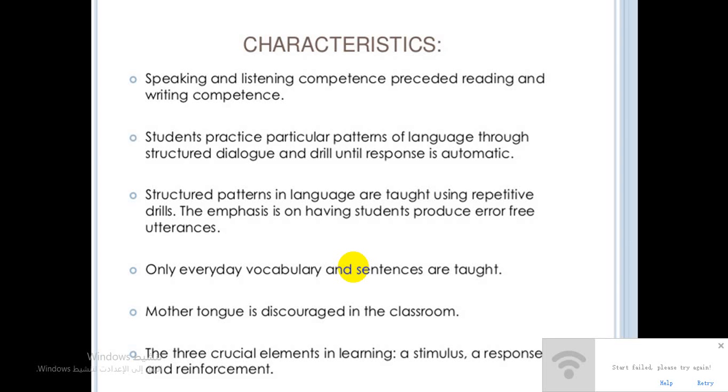Characteristics of the Audiolingual method are: speaking and listening competence precede reading and writing competence. Students practice particular patterns of language through structured dialogue and drill until the response is automatic. Structured patterns in language are taught using repetitive drills. The emphasis is on having students produce error-free utterances. Only everyday vocabulary and sentences are taught. Mother tongue is discouraged in the classroom. The three crucial elements in learning are stimulus, response, and reinforcement.